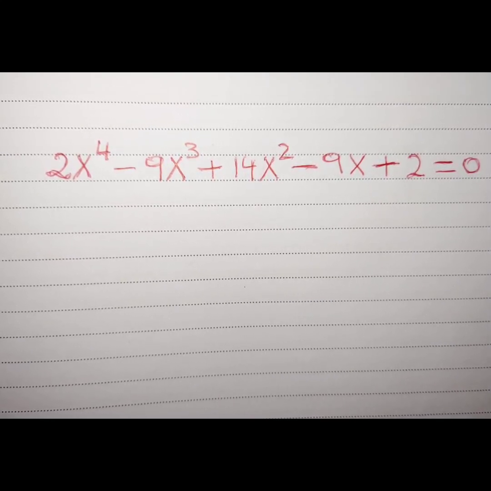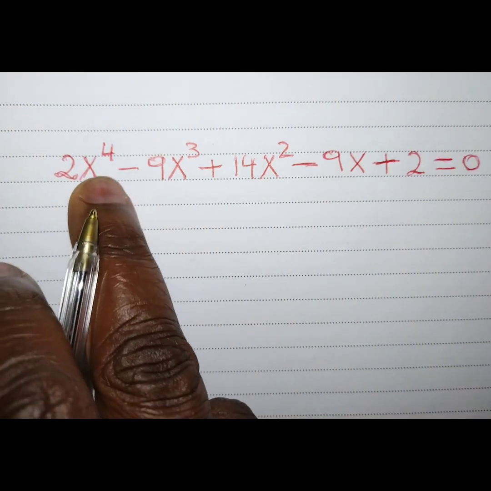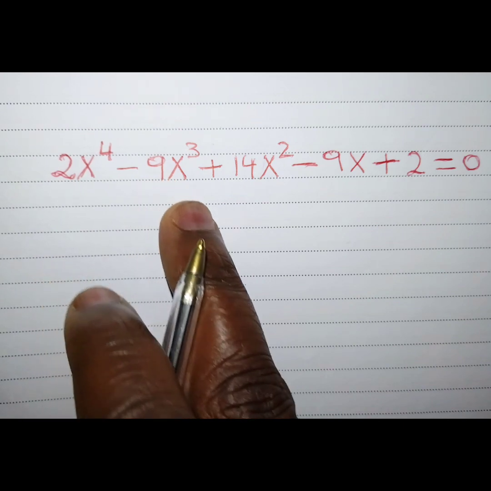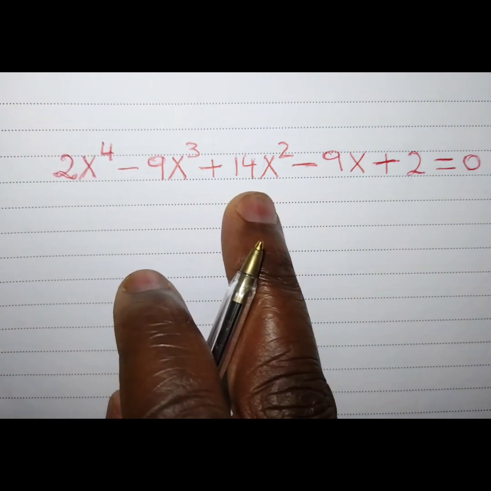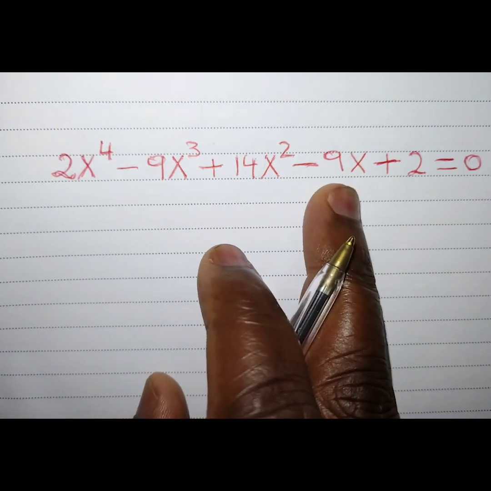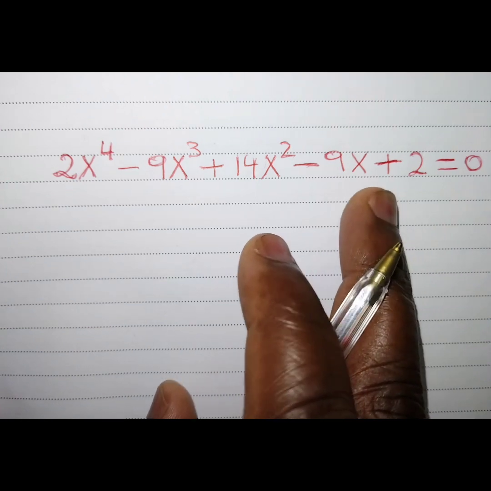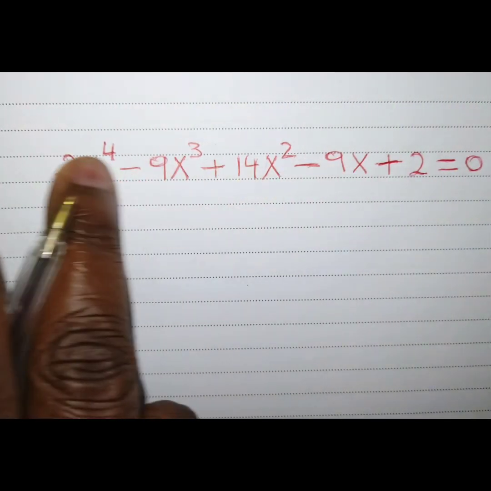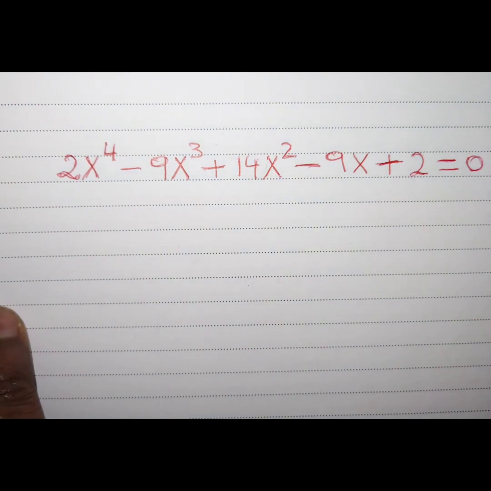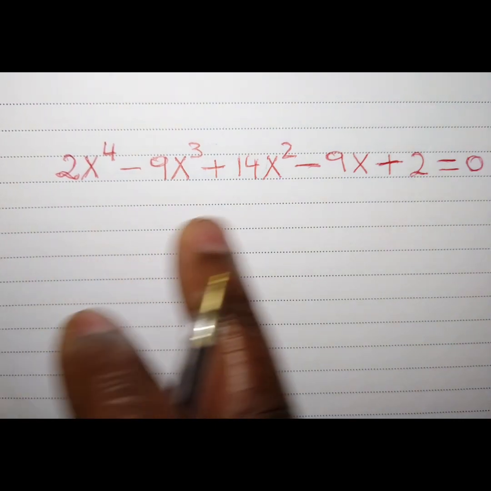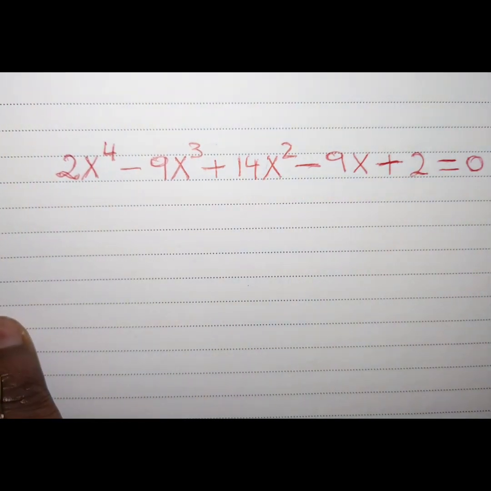We are going to solve this equation: 2x to the power 4 minus 9x to the power 3 plus 14x to the power 2 minus 9x plus 2. This equation here is called a quartic equation. Now, how do we solve a quartic equation?